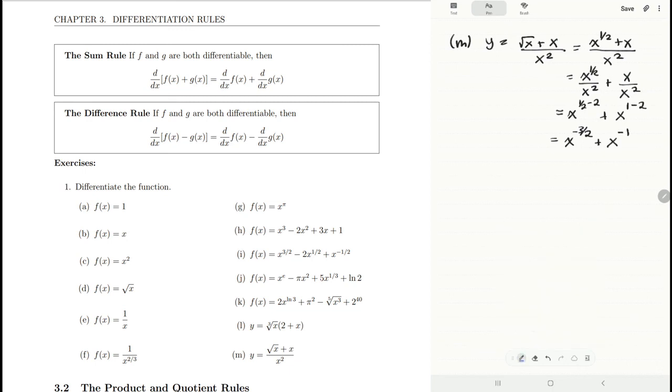And now we can apply our power rule to this function. So y prime is negative 3 over 2 times x to the negative 3 over 2 minus 1, which is negative 5 over 2. Then we have minus 1 times x to the power of negative 1 minus 1, which is negative 2. And so that is our derivative.